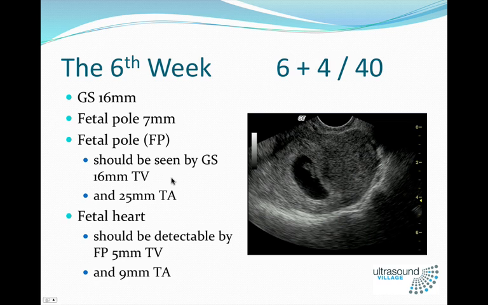The other important thing is that a fetal heart should be detectable by the time the fetal pole is 5 millimeters in length. So the crown rump length, you measure that from there to there. If that's more than 5 millimeters and you can't see a heartbeat, that pregnancy is probably not going to work. That's transvaginal. By transabdominal, the fetal pole needs to be 9 millimeters to show a heartbeat.